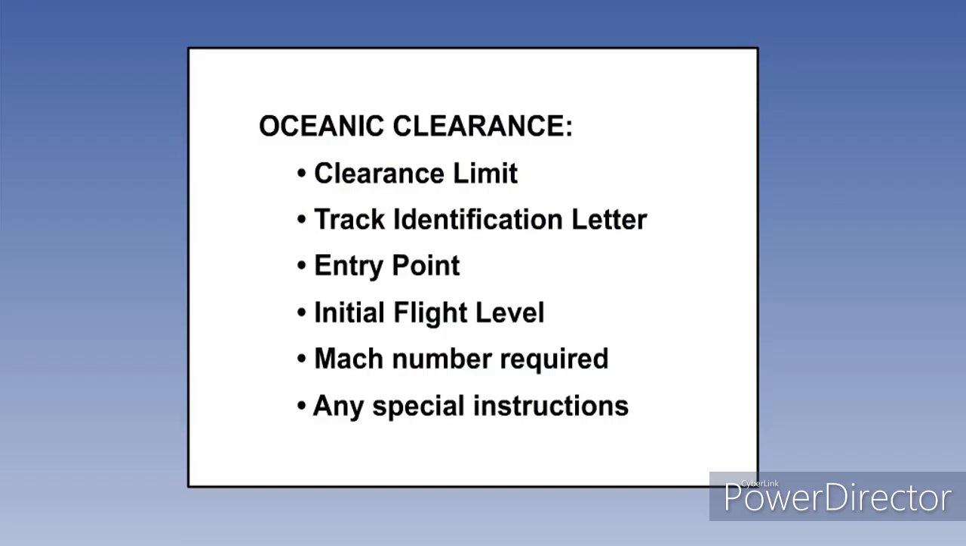The clearance will include the clearance limit, usually the destination, the track identification letter and entry point, the initial flight level, the Mach number required, and any special instructions, such as primary and secondary HF frequencies. The clearance must be read back, but an abbreviated clearance can be made if the NAT track letter and 3-digit track message identifier replace the full route details. If the pilot omits the track code letter and TMI, then a full read-through and readback of the route are required. Shanwick OAC will not allow entry unless the clearance has been confirmed.